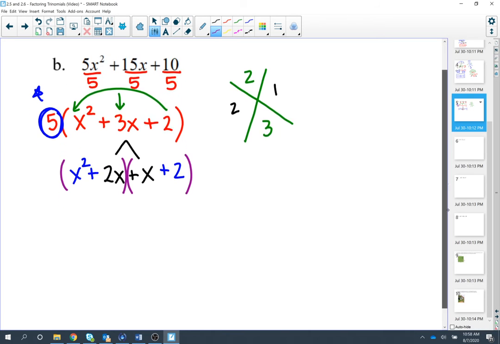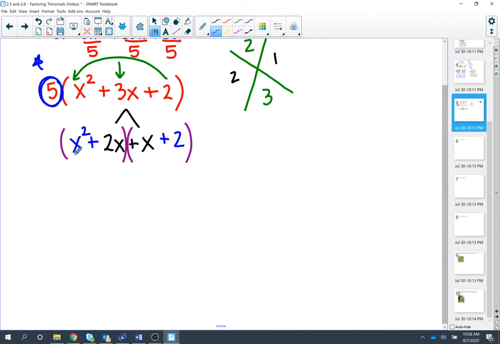Take a look at your first two. What can you get out of an x squared and a 2x? You can get an x. Record your x, put your parenthesis, tell me what's left over. X squared divided by x is x. 2x divided by x is 2.